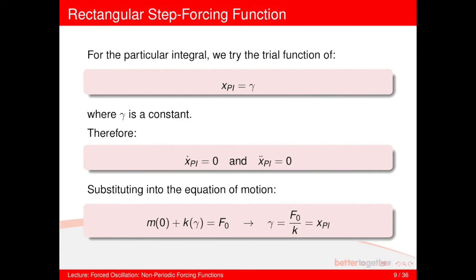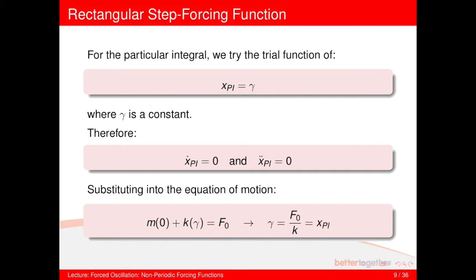Now, for the particular integral, we try the trial function of a constant. In that table, I call that constant gamma. It can be whatever I want. But I want to find the value for that constant. And so what I do is I take my x_pi, I take the first derivative with respect to time, and that happens to be 0 in this case. I take the second derivative with respect to time, and obviously the derivative of 0 is 0 still. So x_pi double dot is 0.